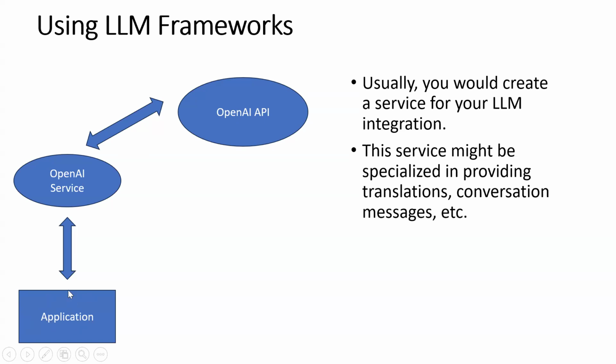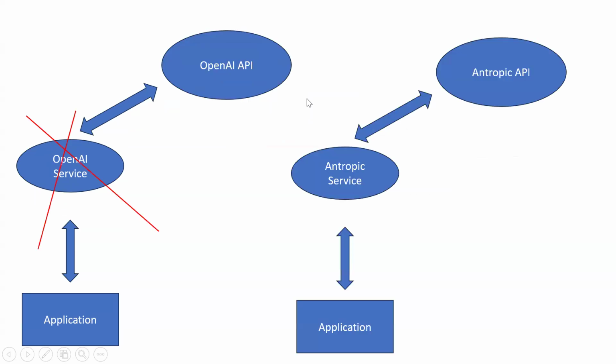This is my core application. I will build one service, which is the OpenAI service, which will make a connection with the OpenAI model, pass the prompt, and get the response. So usually you would create a service for your LLM integration. This service might be specialized in providing translation, conversations, and messages. We will have our own system message, which will say, this is how you need to behave. For the input sentences, you need to translate the sentence into German, and a couple of instructions we can give, and then we pass our user prompt.